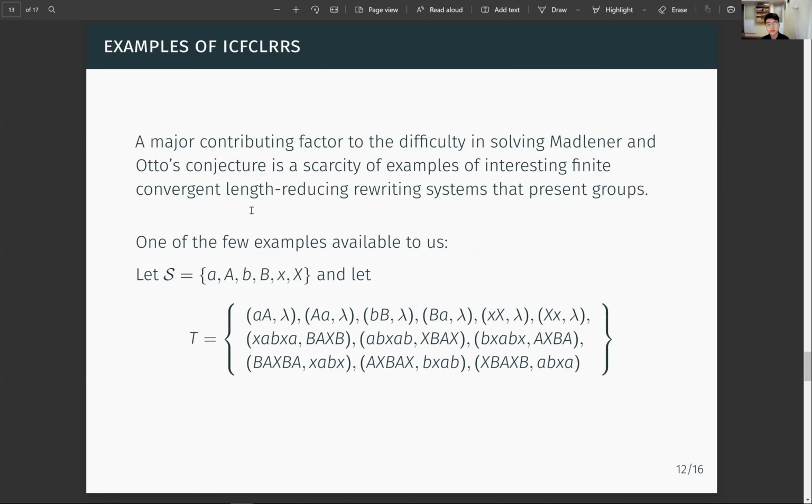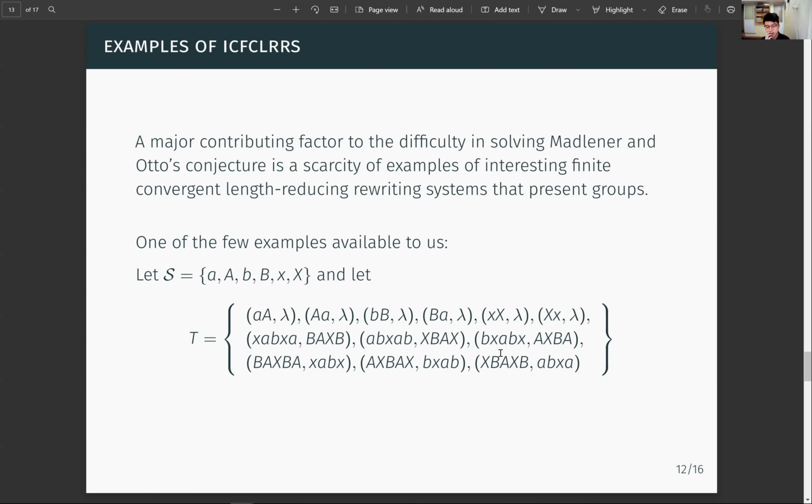So we changed the direction of the project a bit, and we have found another problem: a major contributing factor to the difficulty in solving Madlener-Otto's conjecture is a scarcity of samples of interesting writing systems that present groups. The following is one of the few examples available to us of finite convergent length-reducing writing systems with alphabet S with 3 letters A, B, X, and their inverses, and those writing rules.